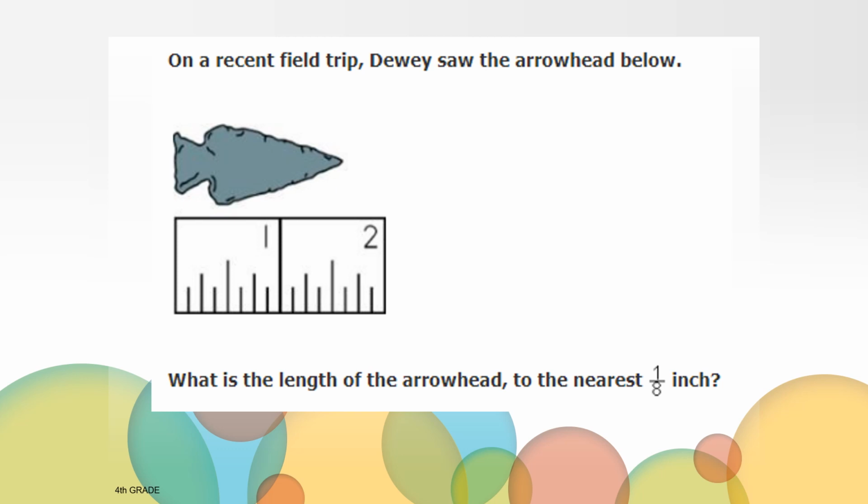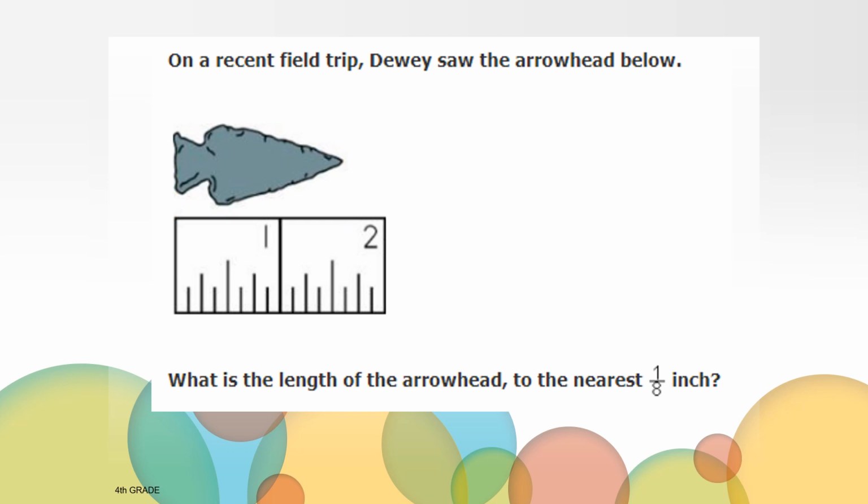I can see that the edge of the arrowhead and the beginning of the ruler are lined up. This will give me a precise measurement. I can also see that the tip of the arrowhead falls between 1 inch and 2 inches. It looks closer to 2 inches if I were measuring to the nearest whole inch.